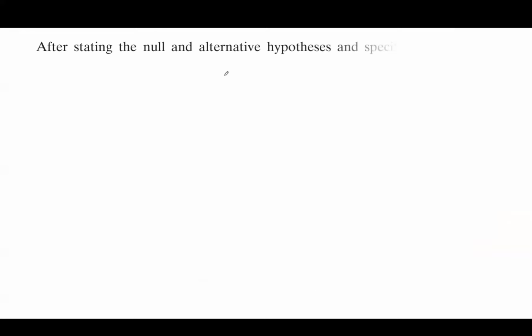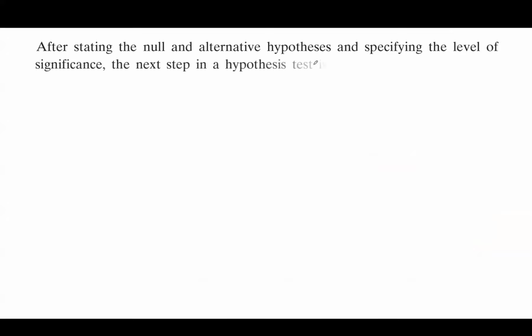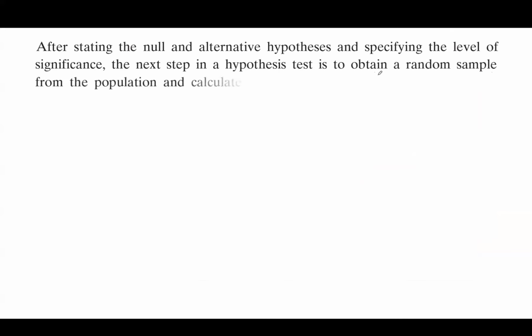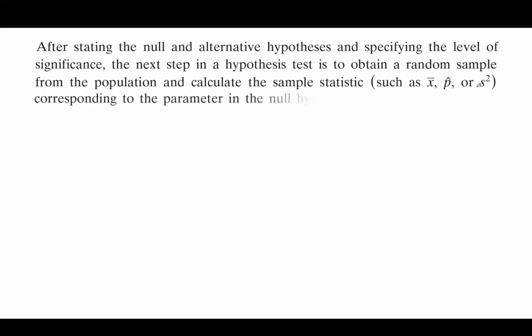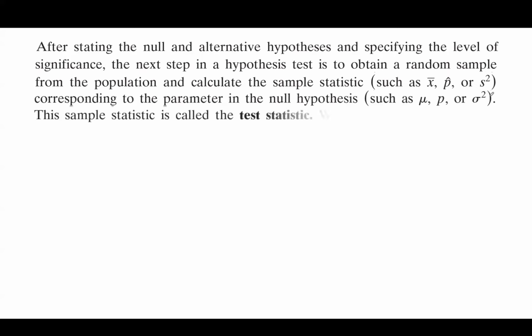After stating the null and alternative hypotheses and specifying the level of significance, the next step in a hypothesis test is to obtain a random sample from the population and calculate the sample statistic like x bar, p hat, or s squared, which is your sample variance. These values correspond to the parameter in the population, like mu, the population mean, p, the population proportion, or sigma squared, which is the population variance. This sample statistic is called the test statistic.